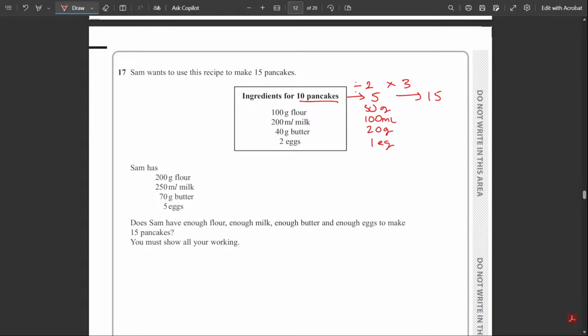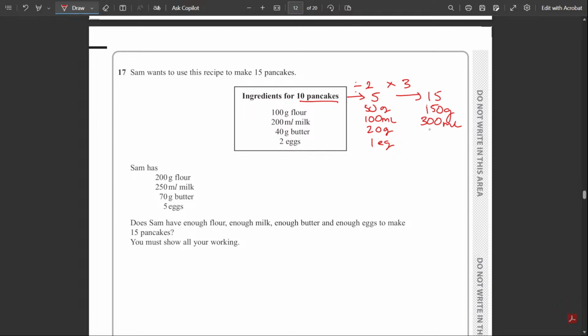Saying, okay, does Sam have enough flour? So he has 200 gram of flour, and to make 15, we need 150 gram of flour. So yes, he does have enough flour. Okay, enough milk. If we need to multiply by 3, so we get 300 milliliter. He doesn't have enough milk because he needs 300 milliliter and he only has 250 milliliter.